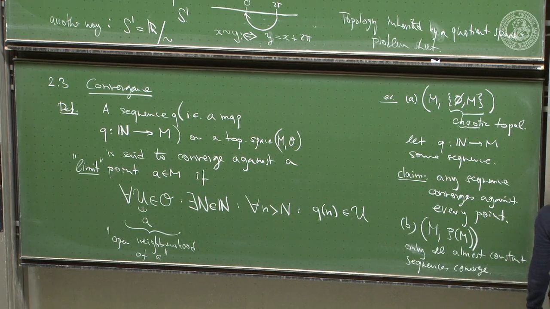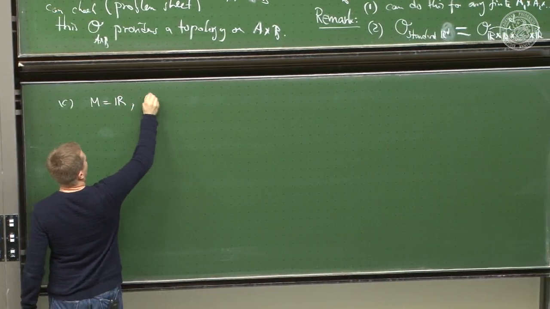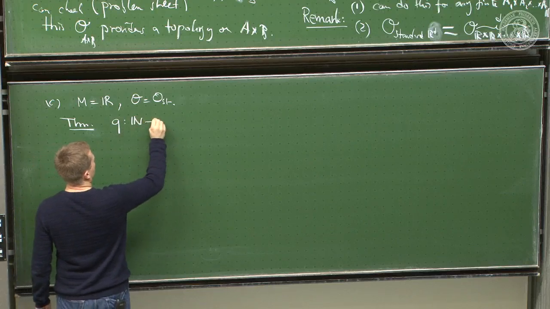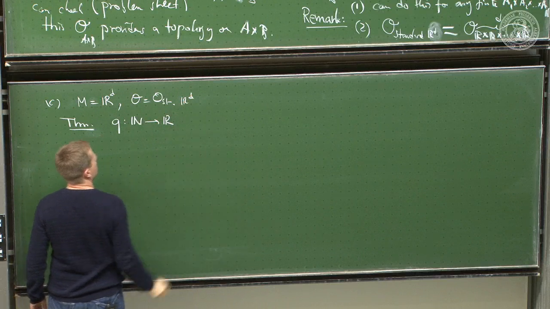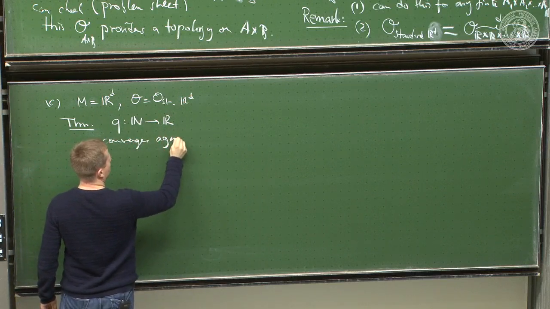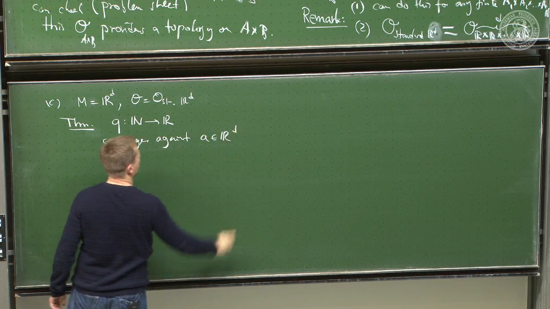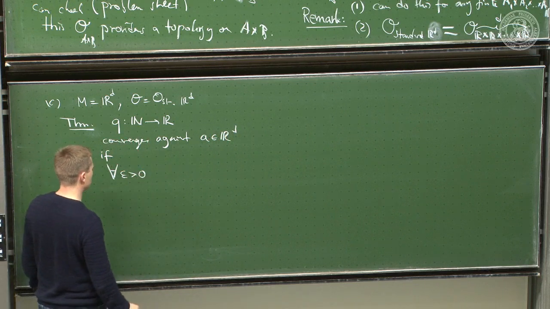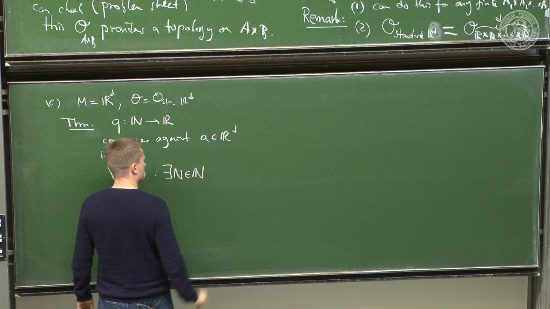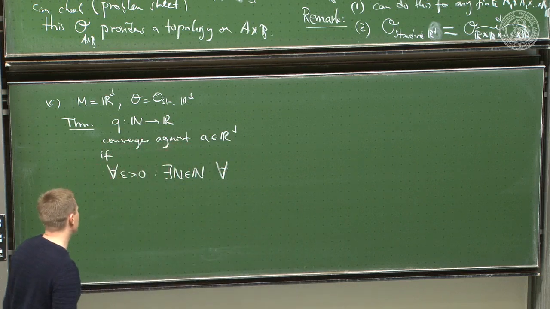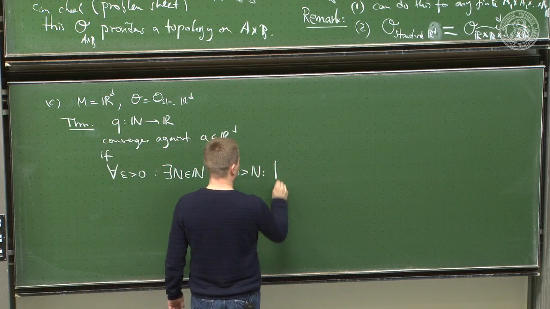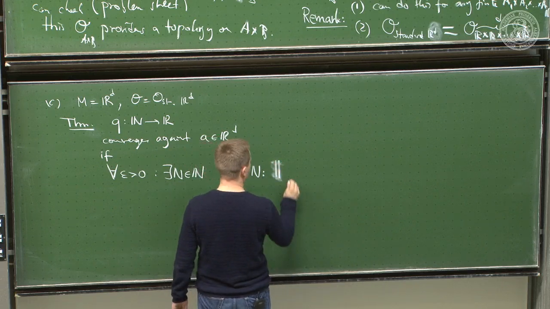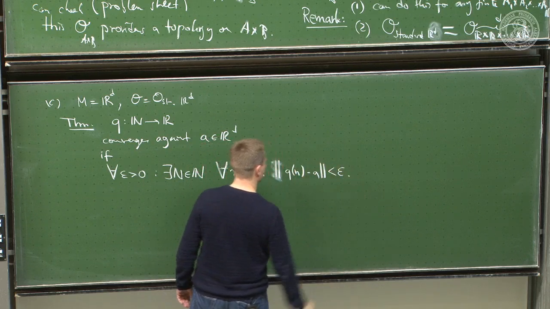And C, if you take M to be R and O to be the standard topology in R, then of course you have the theorem, you can prove that a sequence on R^D converges against A in R^D if for every epsilon greater than 0, there exists an N in the naturals, such that for every n greater than N, let's take some norm, it doesn't matter, the norm of Q of n minus A is less than epsilon.